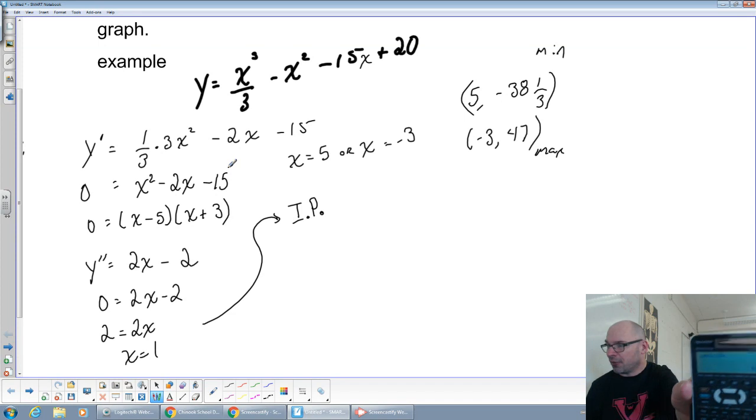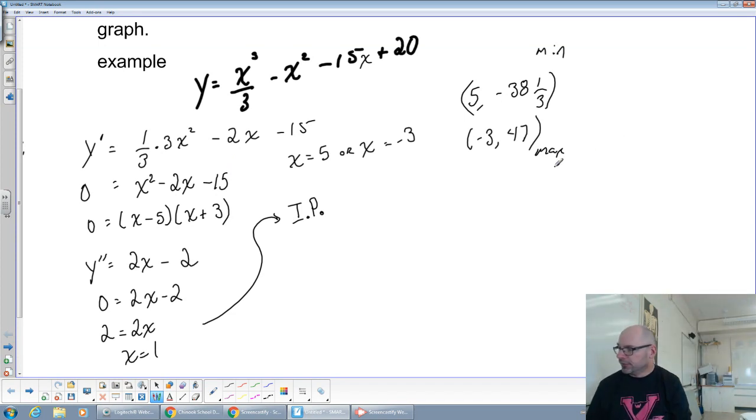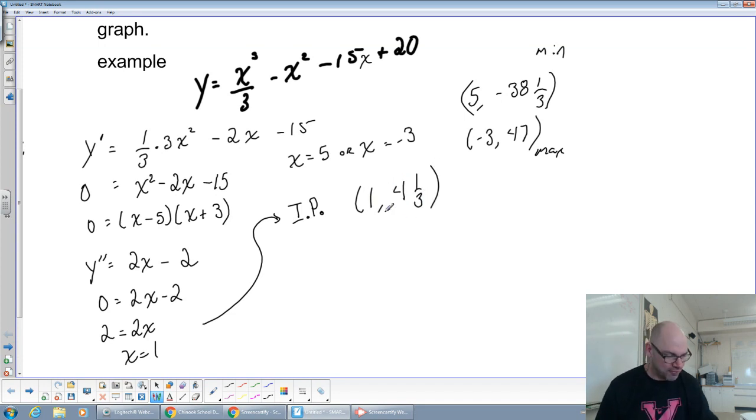So we get 4 and 1/3. So our inflection point is at 1 and 4 and 1/3. You can use decimals if you want when you're doing this. That's fine by me, whatever you decide.